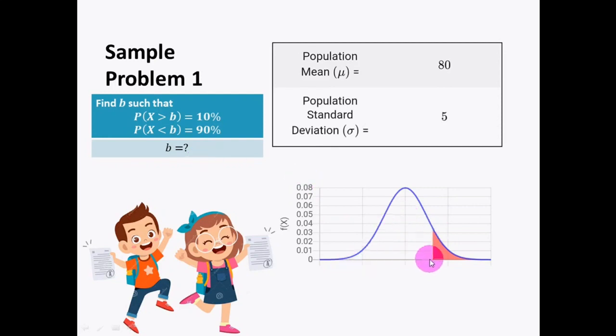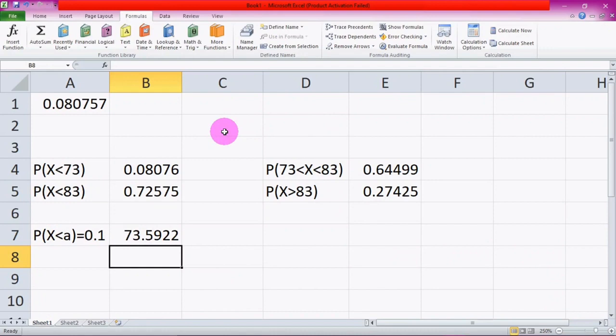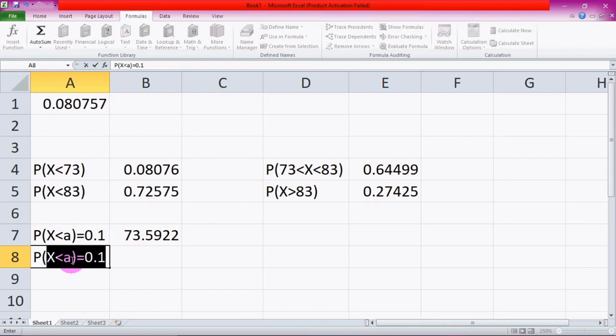And since in Microsoft Excel, ang pwede natin gamitan ng command doon na makakompute tayo directly is the probability that X is less than B is equal to 90% or 0.9. Ito yung magagamit natin sa Microsoft Excel. So instead of 10% para sa greater than, less than yung gagamitin natin, tapos 90%. Using Excel, we have the probability that X is less than B is equal to 0.9.